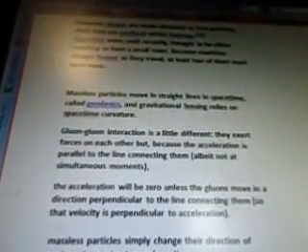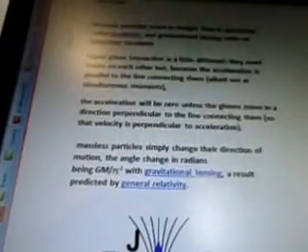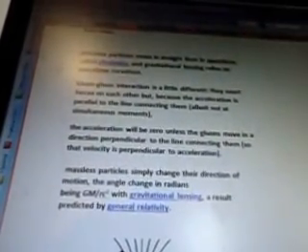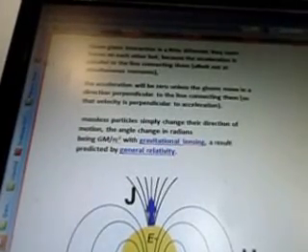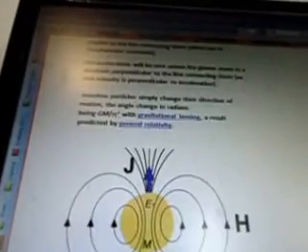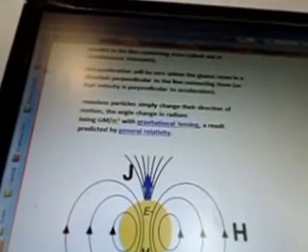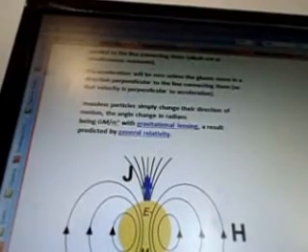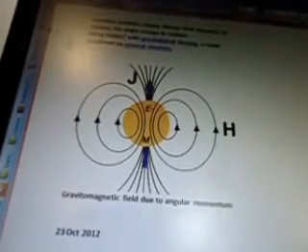Massless particles move in straight lines in space-time called geodesics, and gravitational lensing relies on space-time curvature. Gluon-gluon interaction is a little different. They exert forces on each other, but because the acceleration is parallel to the line connecting them, albeit not at simultaneous moments, the acceleration will be 0 unless the gluons move in a direction perpendicular to the line connecting them, so that velocity is perpendicular to acceleration. Massless particles simply change the direction of motion. The angle change in radians being GM/rc² with gravitational lensing, a result predicted by general relativity.